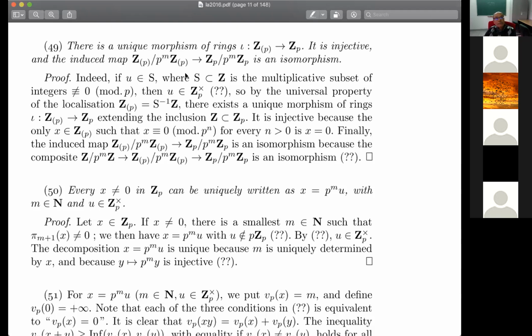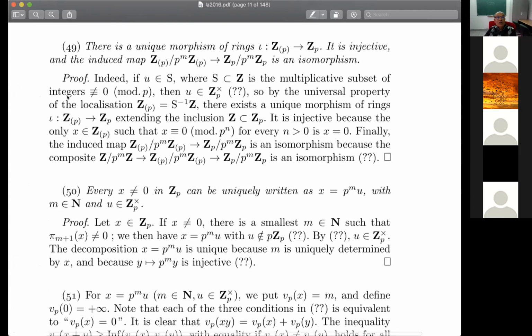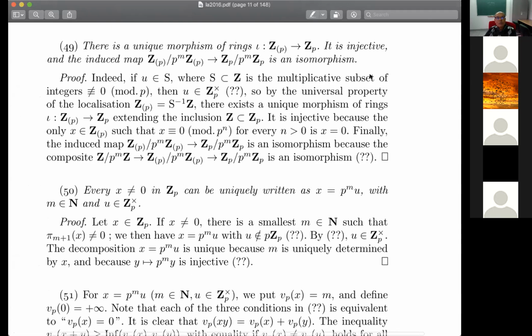Here, S is the multiplicative subset of Z, consisting of all integers which are not congruent to 0 mod P. So it's the complement of the ideal PZ. Everything which is not in the ideal is in this multiplicative set S. A multiplicative set is something which contains the product of any two elements it contains.